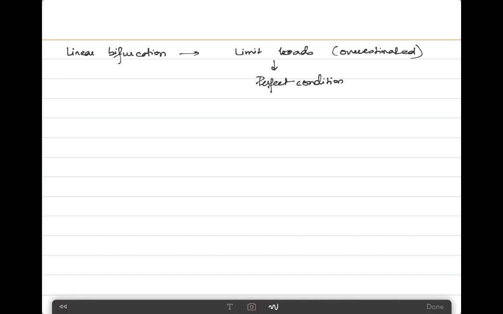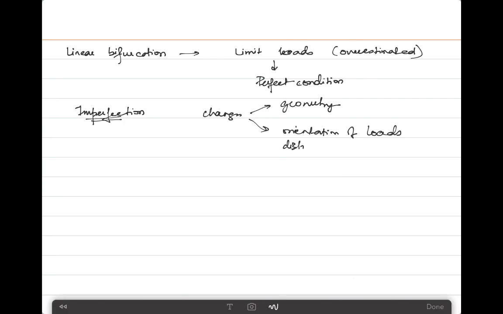However, in reality, a structure always displays some kind of imperfections. This is a term that you will come across every time when you are studying anything to do with buckling. The imperfection sensitivity states that the collapse load is strongly going to be affected by any kinds of changes that happen in geometry, in orientation of loads, also by distribution of loads, or even the support conditions, where exactly you're supporting the structure.